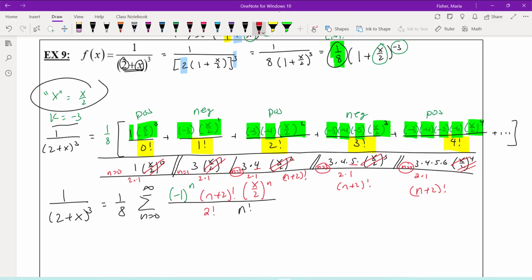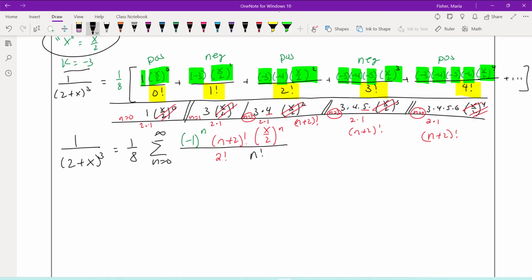So this series, 1 over (2 plus x) cubed, is actually 1/8 times the sum from n equals 0 to infinity of negative 1 to the n times n plus 2 factorial times x over 2 to the n all over 2 factorial times n factorial. Now you can leave it like that, but you'll notice that WebAssign or the textbook will clean it up. Again, you can leave this. This is perfectly fine. You don't have to clean this up.